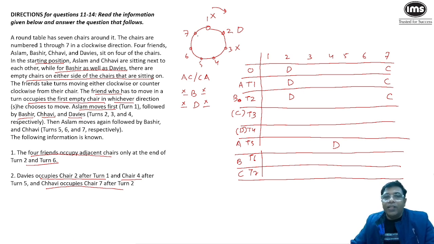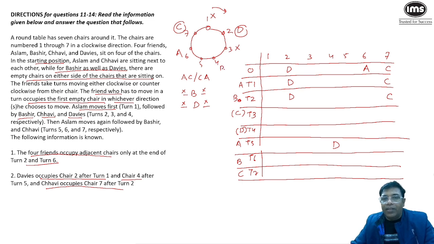Now since it is given, it means C is sitting at chair number 7 and D is sitting at chair number 2. Now we know A and C are sitting adjacent, so A cannot occupy chair number 1. Why? Because that chair has to be empty, as it was given that the adjacent chairs of D are empty. So A will sit at position number 6. And now B also has an adjacent chair empty.